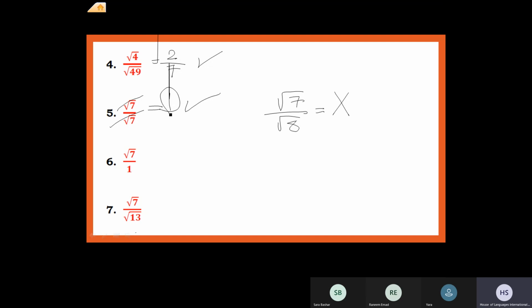Now, number 6. I told you, irrational. Here, look at this one now. Square root of 7 over 1. What will the answer be? Is the square root of 7 rational or irrational? Irrational. Got it? Because we talked about it on the previous table, this is rational. But here we have 7. 7 is not a perfect square. So it is irrational. Now, up to now, do you understand everything? Okay.